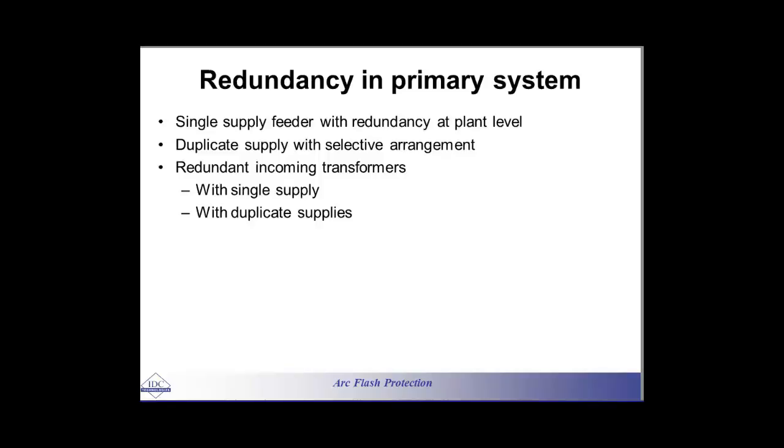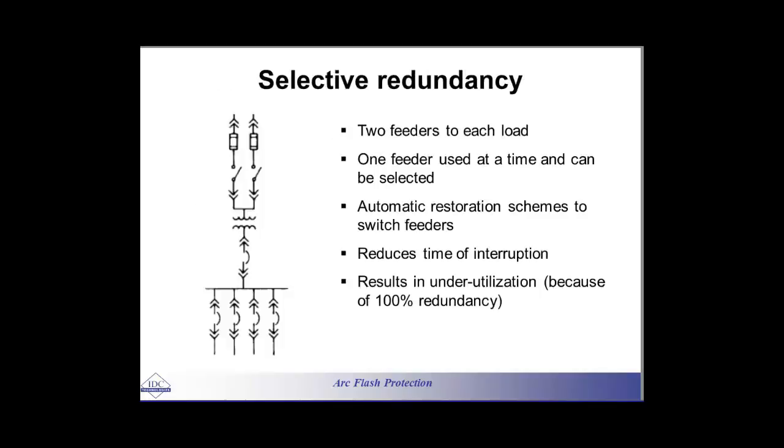Rather than single supply, we would like to have duplicate supply. Is it possible? Oh, yes, you can. So rather than having one supply to the load, you may decide actually to have two supplies to the load, and they are fed from the same transformer. This is what we call the selective redundancy. So two feeders are connected to each load, basically one feeder used at a time and can be selected. It's not like both of them are in service.